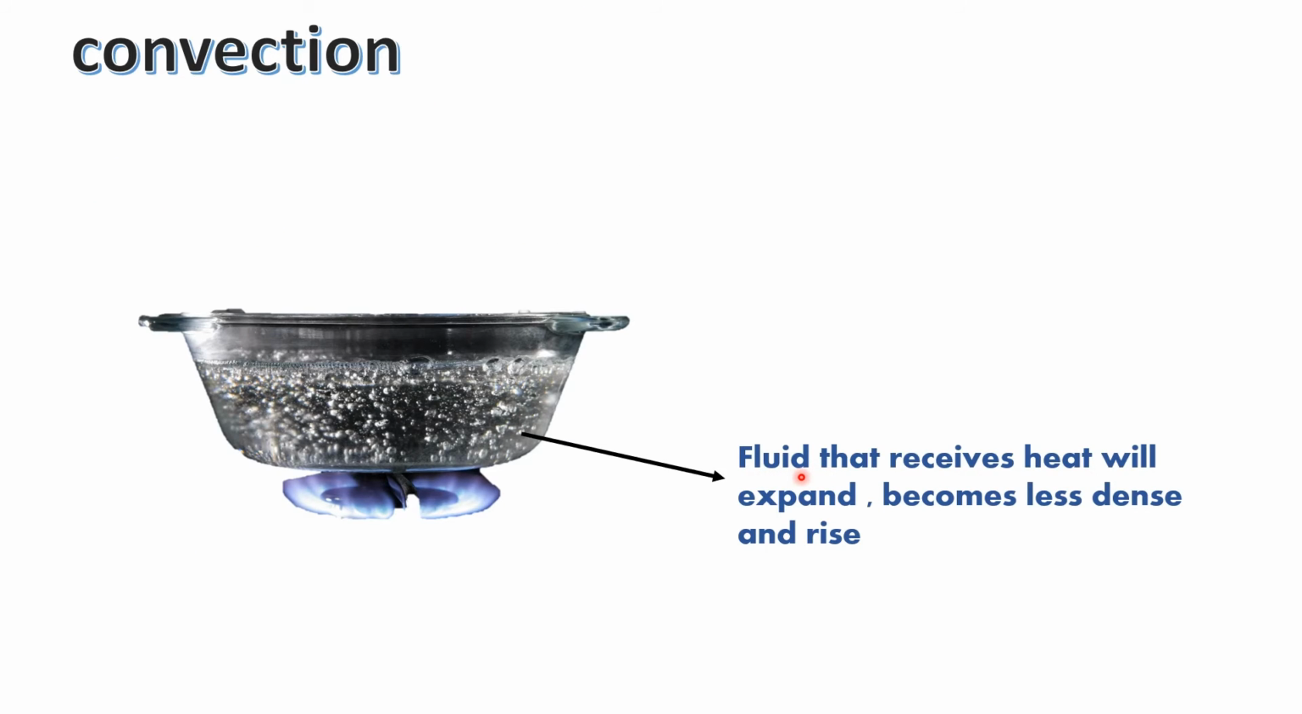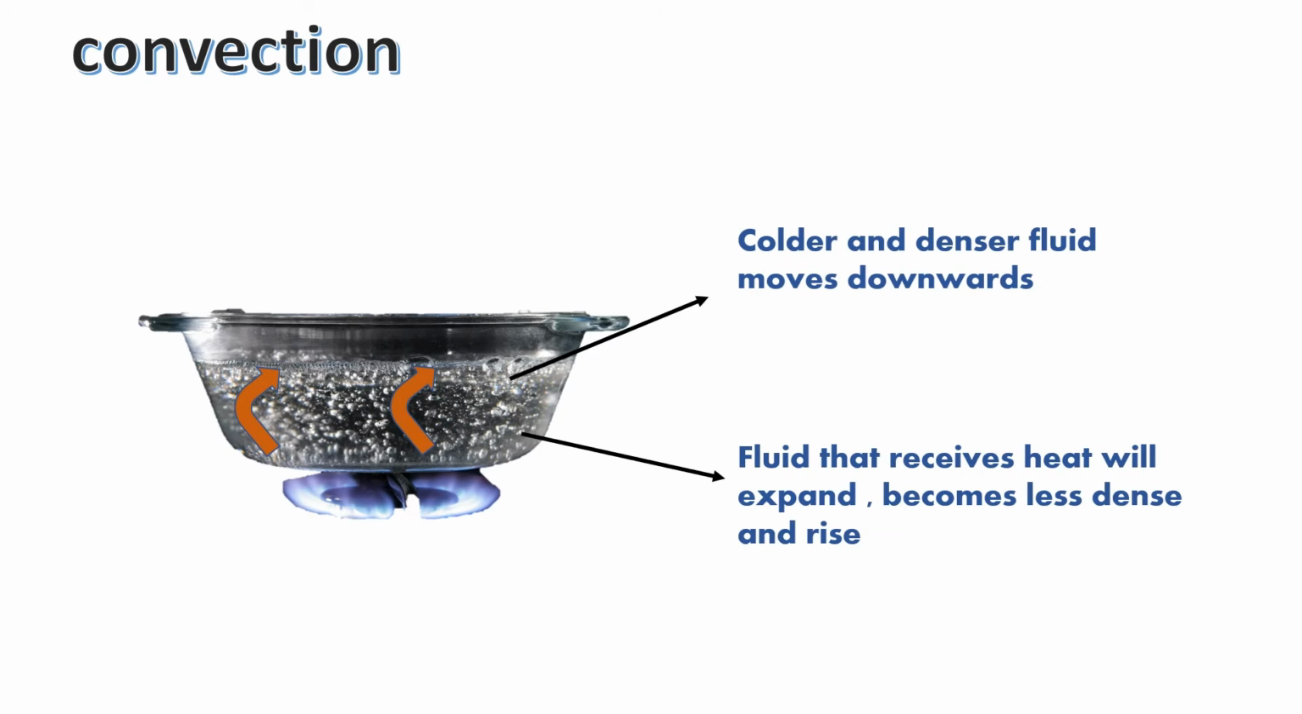The bottom part of fluid that receives heat will expand, becomes less dense, and rise up. When fluid expands, it will become lighter. Lighter means that the fluid will rise up. Upper part of fluid is colder compared to the bottom part. The colder and denser fluid will move downwards.